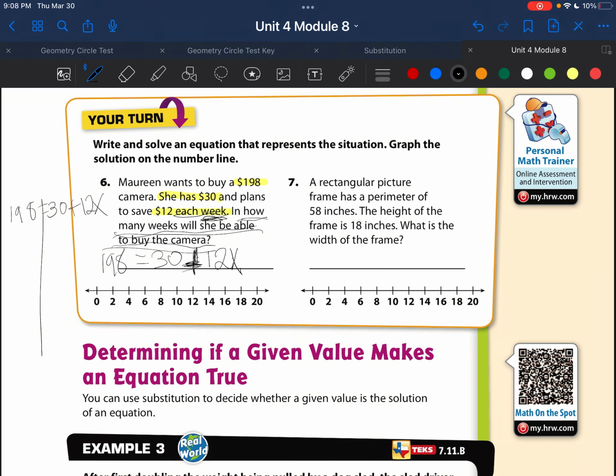Now looking at this 30, is that a positive 30 or a negative 30? You should have said positive 30. So we're going to do the opposite of positive 30, which is minus 30 on both sides. The reason I'm doing 30 first and not 12x is because 30 does not have a buddy. It's easier to get rid of. I can cross those out because they cancel out, and I can bring down my 12x.